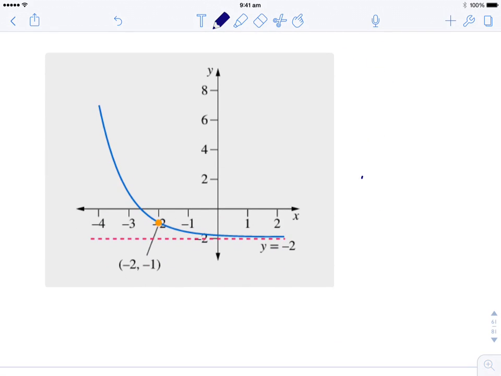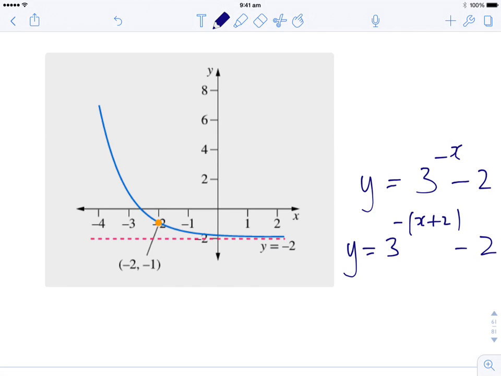Next one. Straight away I know that it's going to be 3 to the -x because we've got this reflection going on in the y-axis. So I know it's going to be 3 to the -x. Again, I can see that we're going down 2. So that's -2 because everything's shifted down to the asymptote there. But we're also going through the point -2, -1. So again, this is a shift, and instead of going through 0, 1, we're going back to the left 2. So I'm guessing we could write it something like this: 3 to the -x plus 2, minus 2.